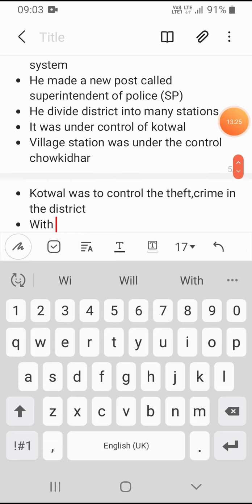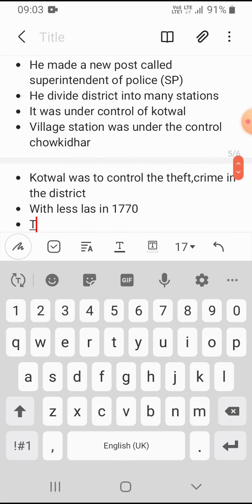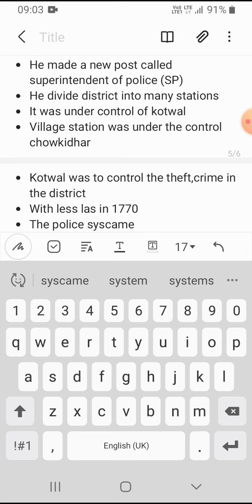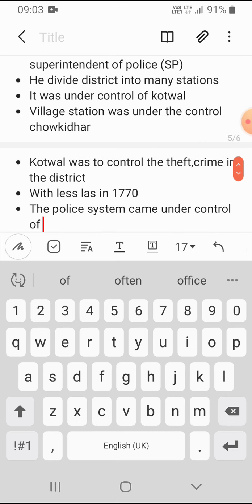There was less law in 1700, so the police system came under the control of the British.